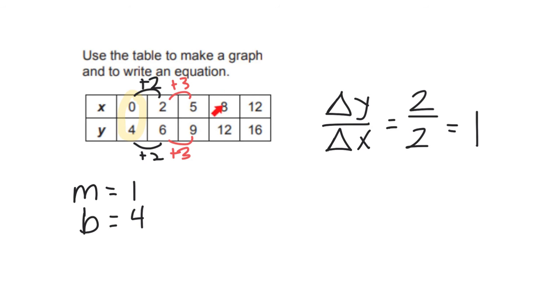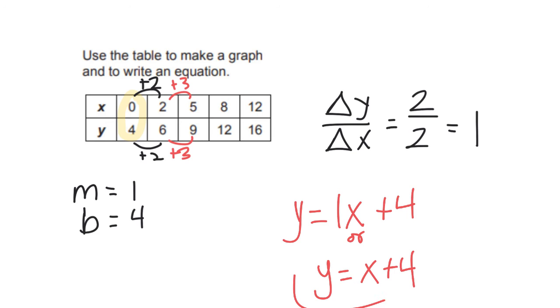12 to 16 is 4. 8 to 12 is 4. 4 divided by 4 would still give me 1. So no matter which points I use, I'm still going to get an overall rate of change of 1 because it's consistent all the way through. So if my m is 1 and my b is 4, my equation will be y equals 1x plus 4. Or you're more likely to see that as y equals x plus 4.